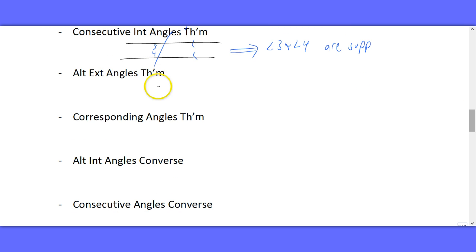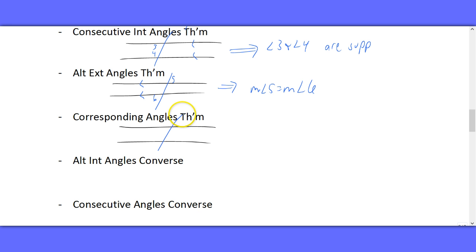Next we have the alternate exterior angles theorem. So once again, these lines must be parallel to each other, and if they are, then we can conclude that those exterior angles 5 and 6 would be equal to each other.